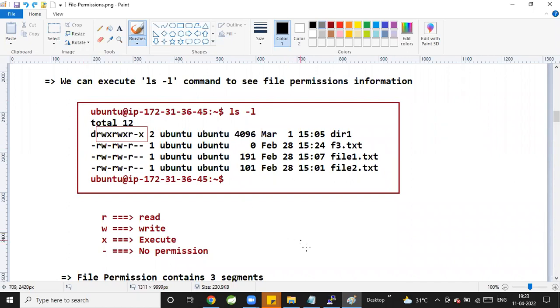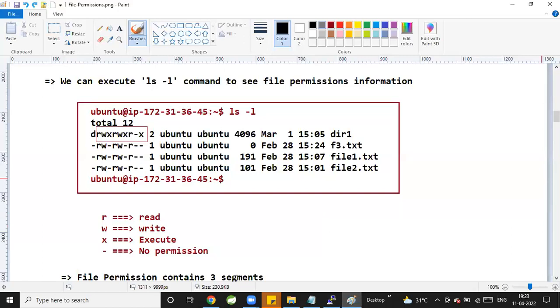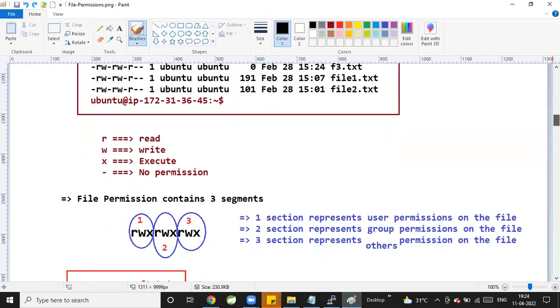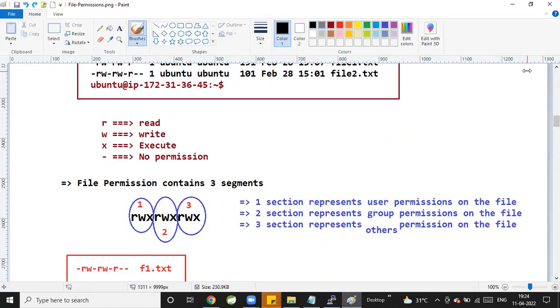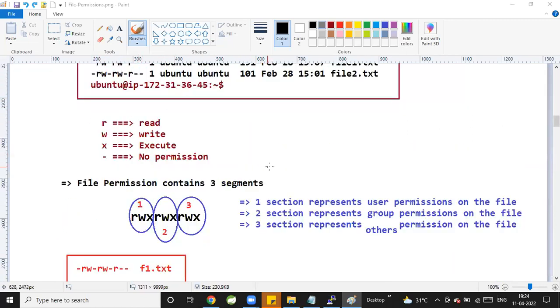Sir, here R is available, W available, X available, but why are they repeated again? RWX, again RWX, again R-X. Why are they repeated? The file permission is divided into three sections, guys. They are called three segments. The file permission is divided into three segments.